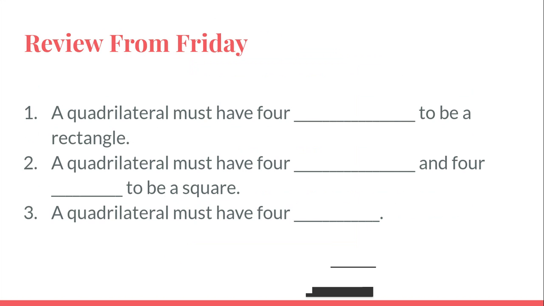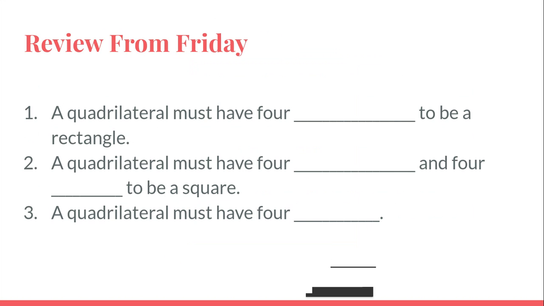All right, number 2. A quadrilateral must have 4 blank and 4 blank to be a square. Well, a square has 4 right angles and 4 equal sides. So not just 4 sides, but every single side of a square is equal length. So a square has 4 right angles and 4 equal sides.